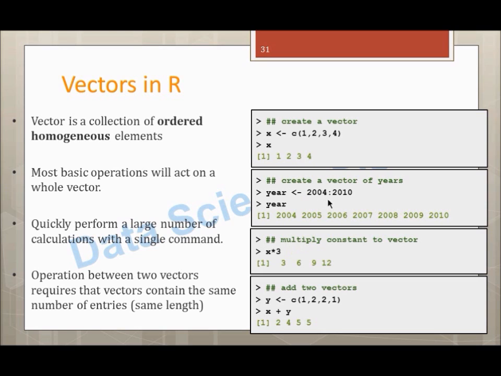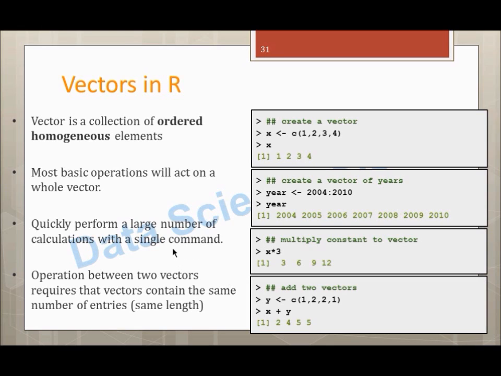You can also create vectors using the colon. If you want to have the values from one range to another, you can easily use the colon sign. If I say 2004 colon 2010, then it will generate all the values starting from 2004 till 2010. And you can see that I am saving all the values in a vector called year.